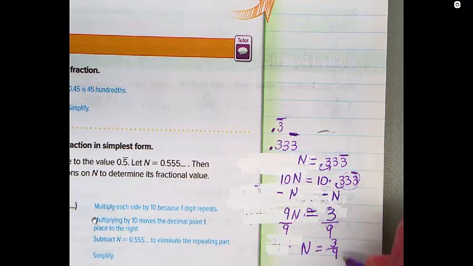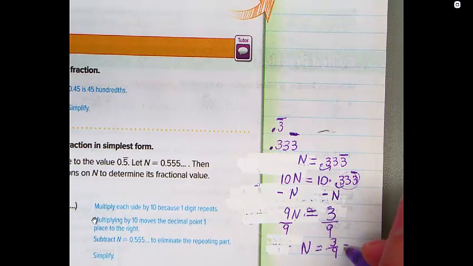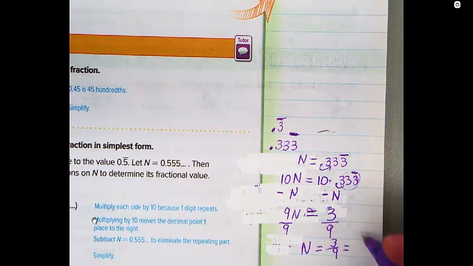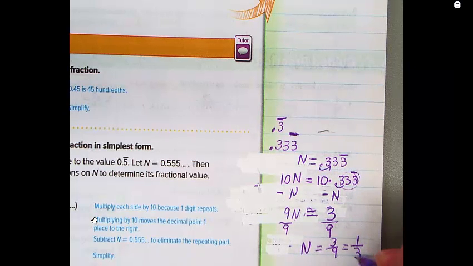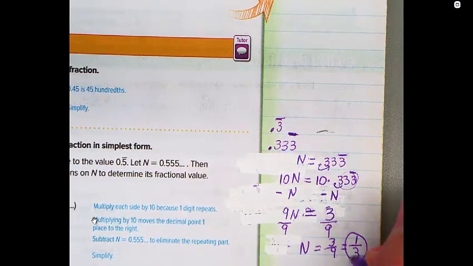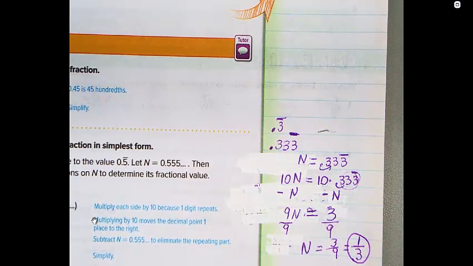Now, I'm not done. 3/9 has a number in common, which is 3. 3 goes into 3 and 3 goes into 9. So I always want to make sure my fractions are reduced or in simplest form. So right here, 3 goes into 3 once, 3 goes into 9 3 times. I have 1/3. Circle that. That would be your final correct answer.